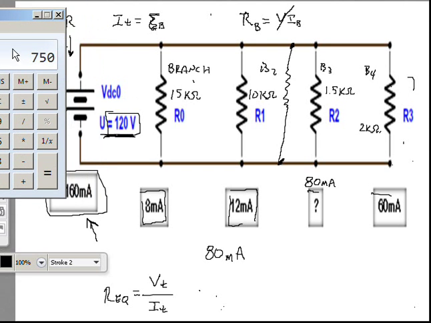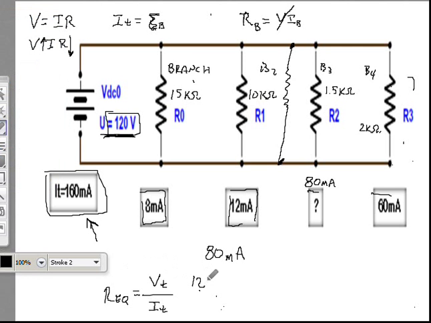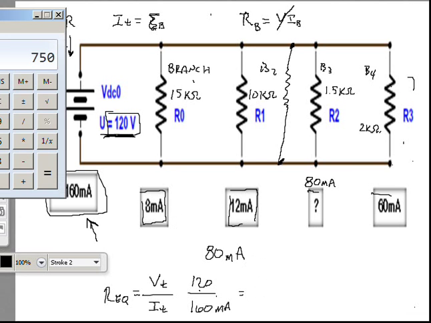So my equivalent resistance is going to be 750 ohms. That was 120 volts, that was 160 milliamps, which equals 750 ohms.